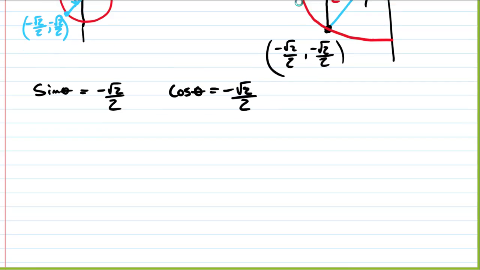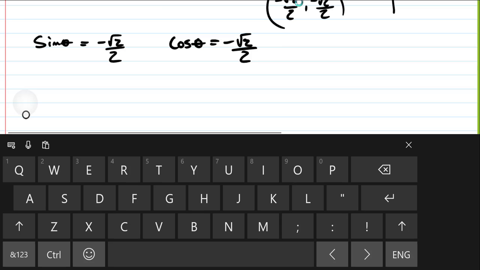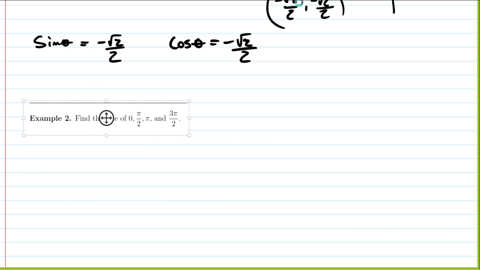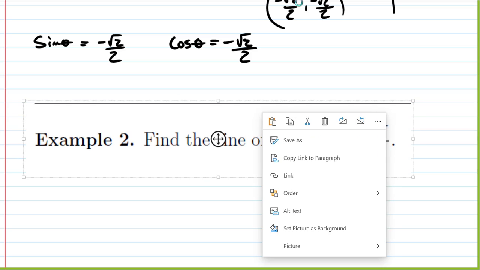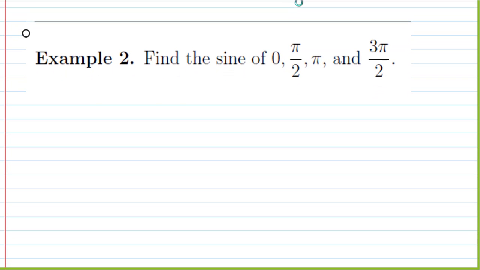All right, so let's draw ourselves another diagram this time. So we want to find the sine of 0, pi over 2, pi, and 3 pi over 2. So I draw my sketch again, and this time I was given angles and not points. Since we did not write the degree sign, all of these are measured in radians.